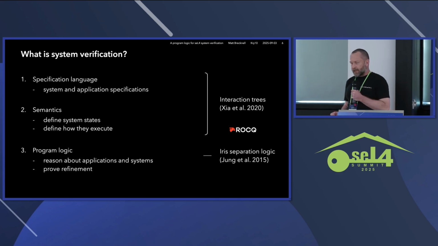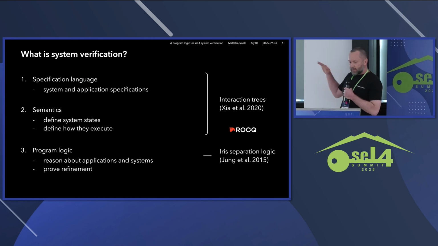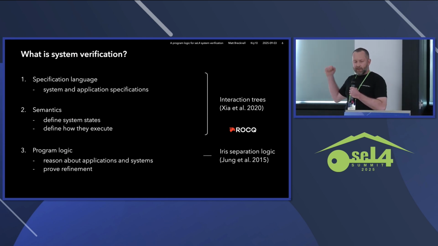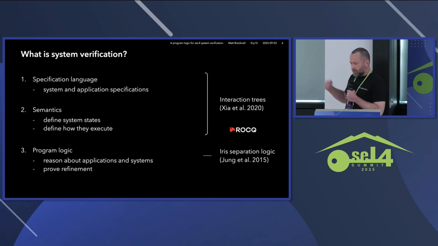We're making a slightly different choice to some other people in the room. We want to build our program logic on an existing concurrent separation logic, because we need something now. And there is a very capable separation logic called Iris. So we plan to build on top of that.